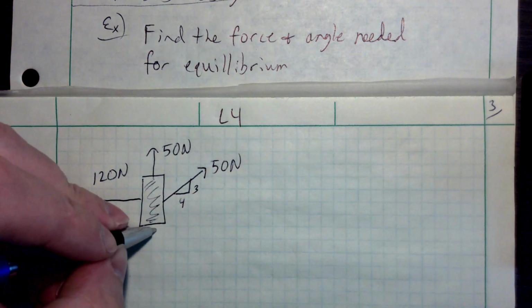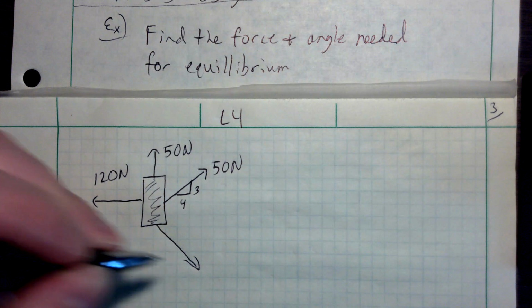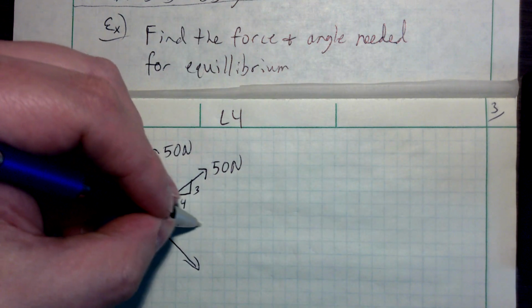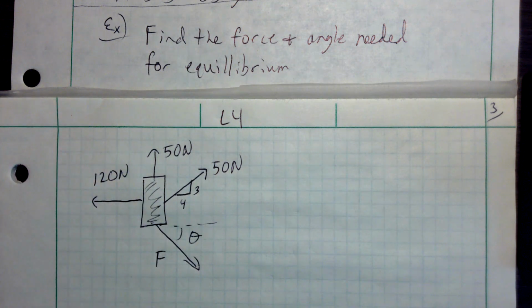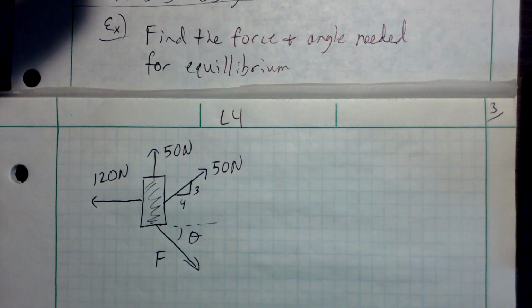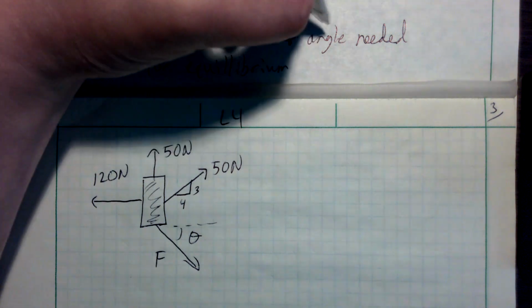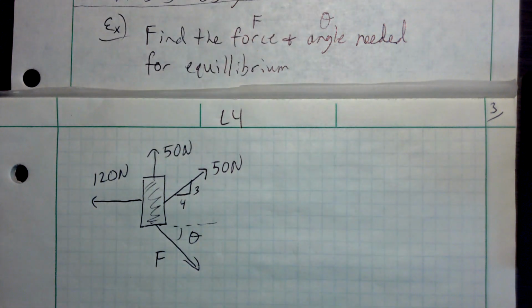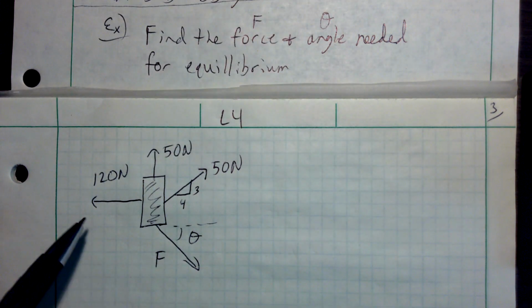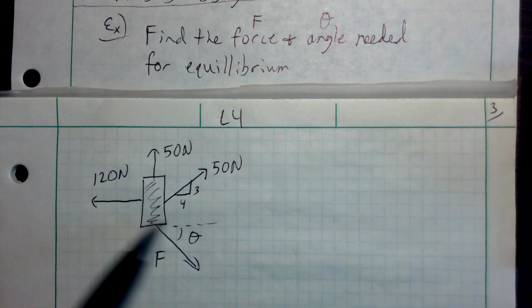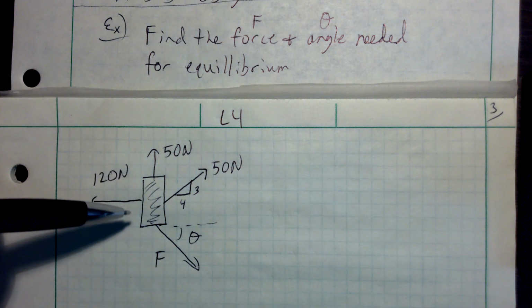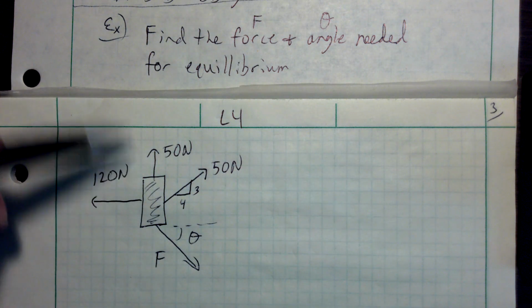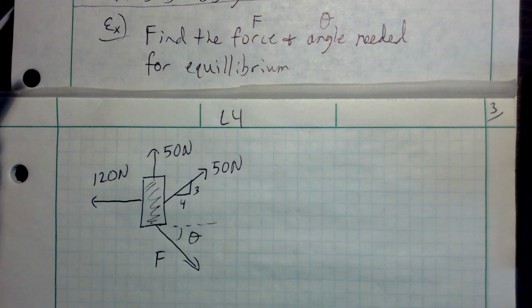And then at the bottom, there's going to be a force applied at some unknown angle. So an unknown force F at some unknown angle theta. And that's what we're looking for here: find the magnitude of this force and the angle theta needed for this object to be in equilibrium. Now, this might be okay for a free body diagram as is.